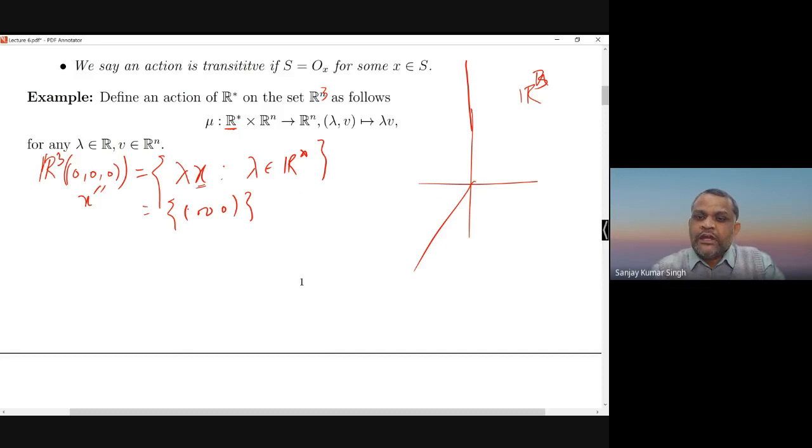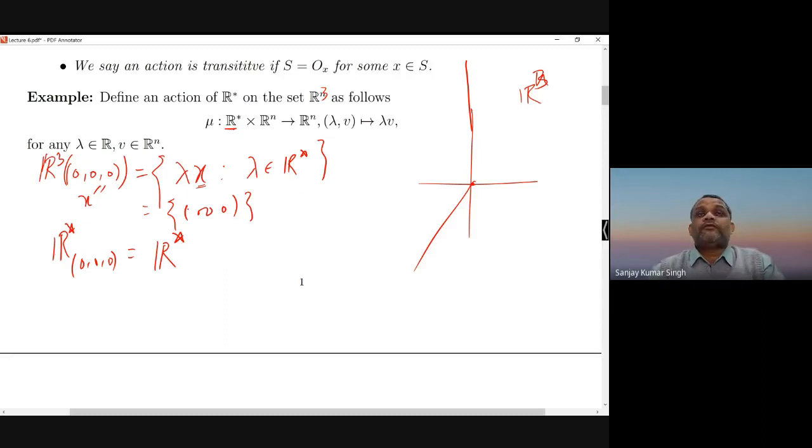Why? Because if you take 0 and apply any lambda, then lambda times 0 is 0, and hence this point is not moving, and this is one orbit. It is a fixed point, and it is also an orbit. Now, what is the stabilizer of this? This is denoted as the stabilizer of (0, 0, 0) in R star in my notation. Stabilizer means all those elements in G which fix this point, and it is very obvious to check that it is nothing but the whole group.